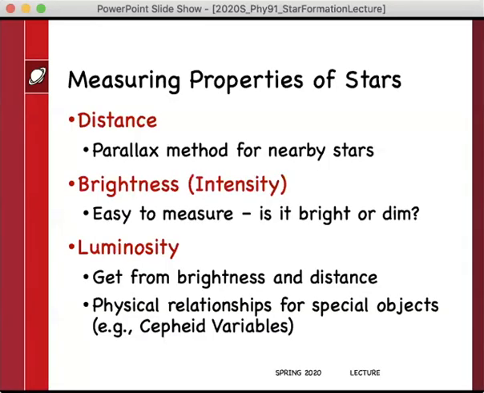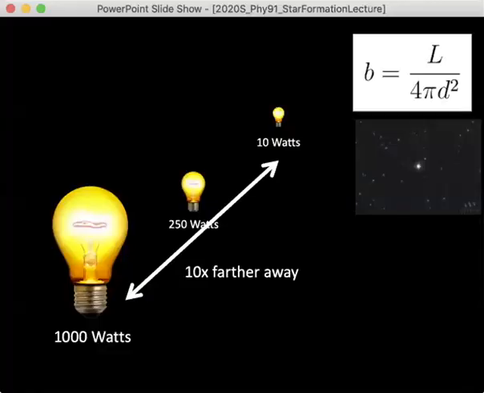So these, I think, should have been review so far. And I'll just tease something that's upcoming for you: sometimes we have other ways of getting the luminosity other than the method I just described. So you'll learn about a special class of stars called Cepheid variables, where there's another way you can get the luminosity of those stars. And there, instead of using B and D and solving for L, we know L, we know B, and we can solve for D.